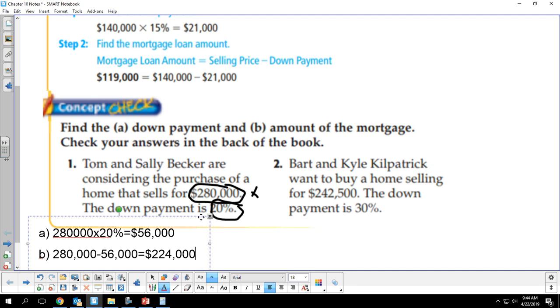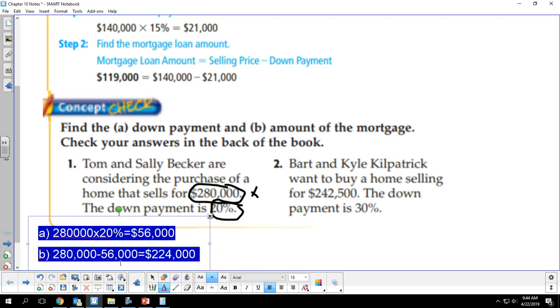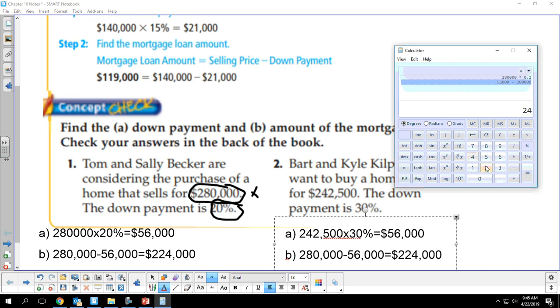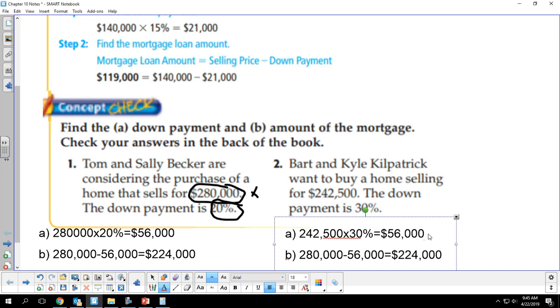Okay, we're going to do that same thing. And in fact, I'm just going to copy and paste it over here. For Bart and Kyle, except they're going to take out a loan for $242,500, and they're going to be putting down 30%. So $242,500 times the 30%. So they are going to make a down payment of $72,750.